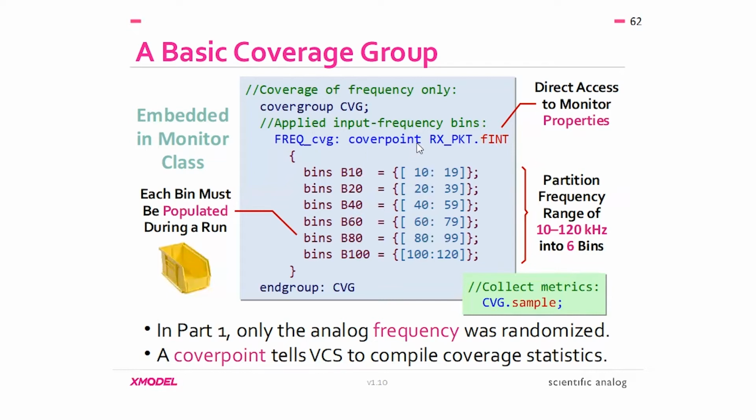We define a cover point to tell the simulator that we want metrics on the frequency, and we've arbitrarily divided the frequency range into half a dozen bins. To reach 100% coverage of frequency, every bin has to be filled at least once. And so we've now got the frequency covered.